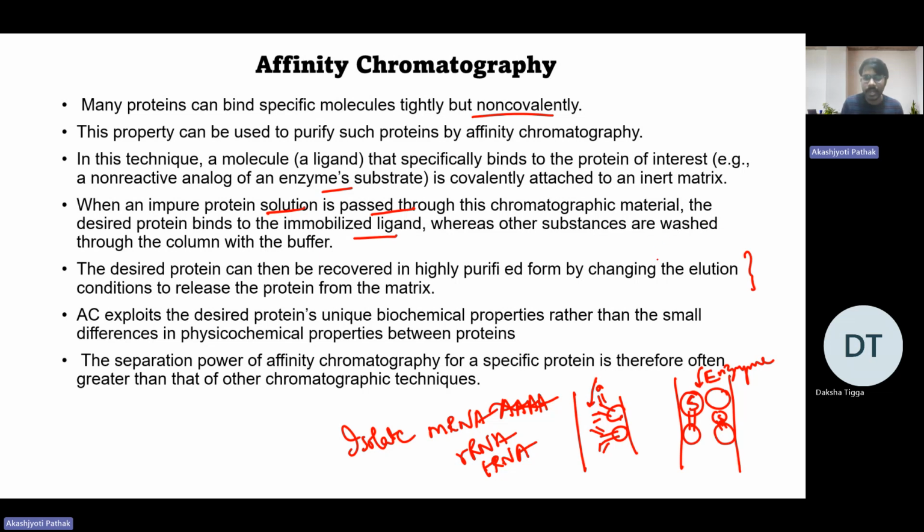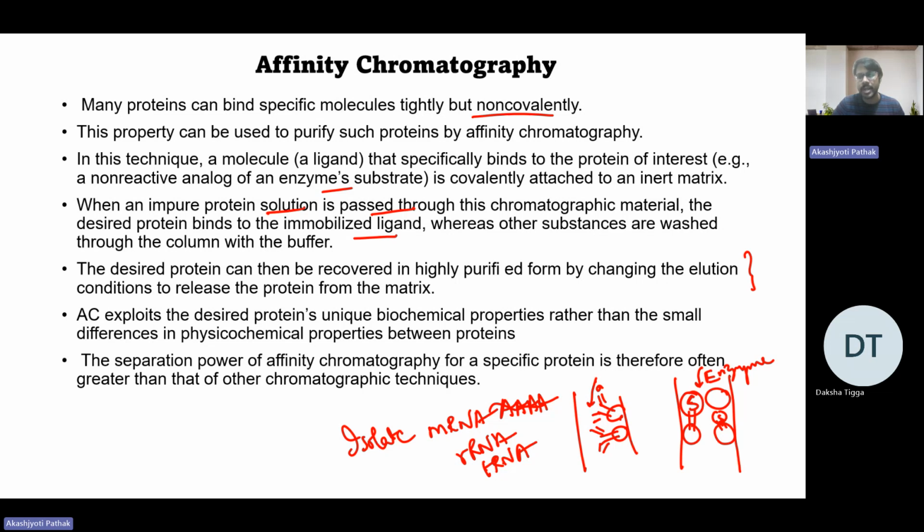So when we learn each one of them, you will understand. But the basic principle is that it follows affinity, meaning your molecule or protein of interest will have some affinity to the column because of its properties, and as a result it will bind to your column utilizing some biochemical properties.